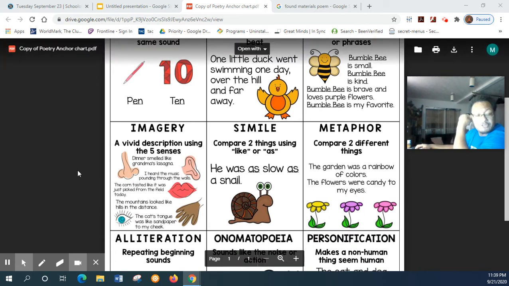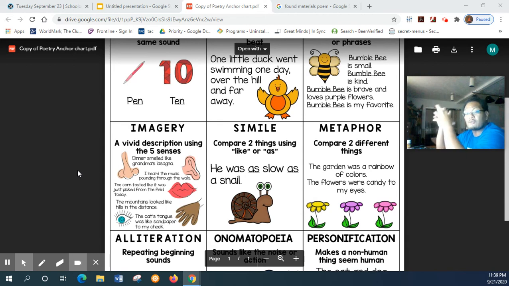Imagery. Now, imagery comes up with your senses. It's a vivid description using your senses. Dinner smelled good like grandma's lasagna. I heard the music pounding through the walls. The corn tasted like it was just picked from the field today. The mountains looked like hills in the distance. Cat's tongue was like sandpaper to my cheek. Okay, so with these phrases, you can vividly picture these things being like that. That's why it's imagery. Imagery has something to do with your five senses.